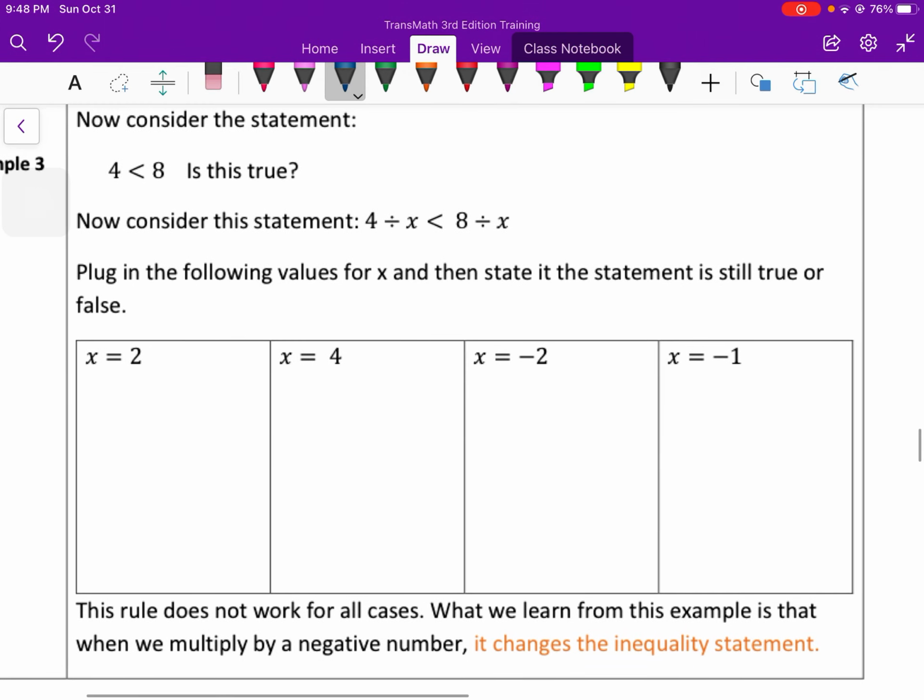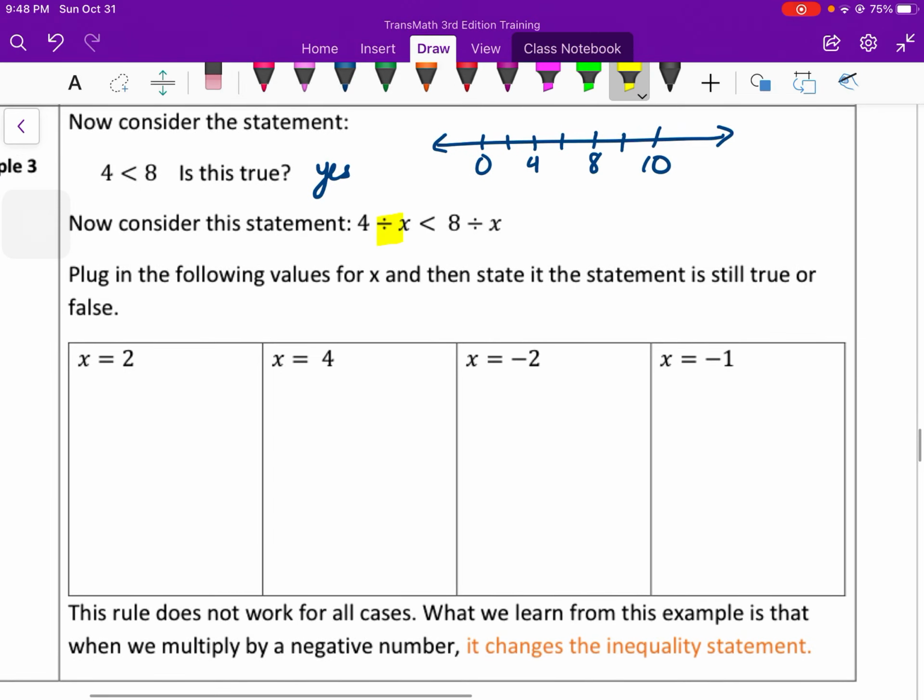Let's try it with division and see what happens. Is this statement 4 less than 8 true? Yes. Now, if you think about it on the number line, you got 0, 2, 4, 6, 8, 10. 8 is further to the right of 4, so 8 is in fact bigger than 4.